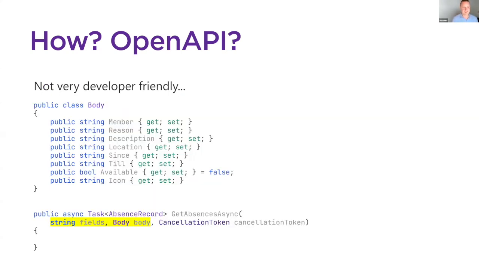Also, everything that came out of this code generation was not really developer friendly. Typically, getting absences, for example, in this example on the slides, was essentially getting absences with string fields. What do you put in those fields? And with an object that is called body, with members like reason and description, is this all mandatory or can you omit certain values? How does this work? Generating using all of the defaults didn't really give us a developer-friendly API.